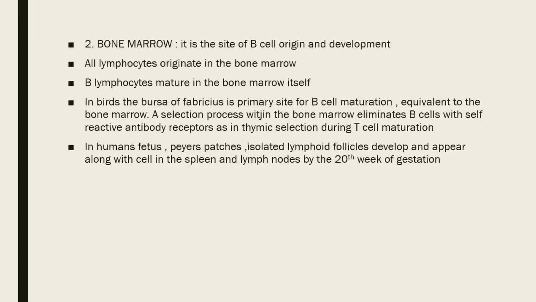A selection process within the bone marrow eliminates B cells with self-reactive antibody receptors, as in thymic selection during T cell maturation. In human fetus, Peyer's patches and isolated lymphoid follicles develop and appear along with cells in the spleen and lymph nodes by the 20th week of gestation.